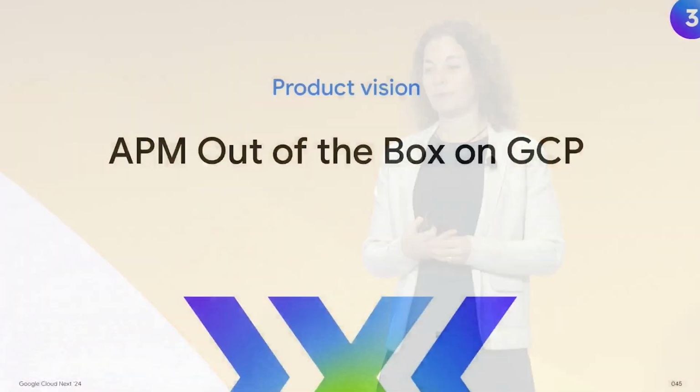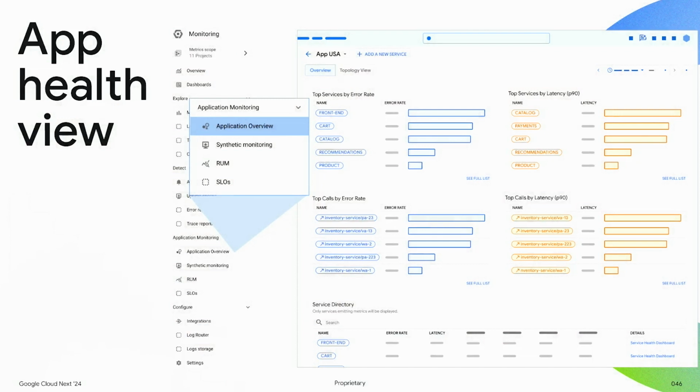Moving to the third area. What we really want to do is make it super easy in GCP to focus on your applications. So we want APM to be out of the box for you. We're partnering with a team in GCP called AppHub to really focus on identifying applications out of the box for you and make it simple to start focusing on your application in GCP. This means that we'll start bringing all the industry standard APM tools to the market. The first one is the App Health View.